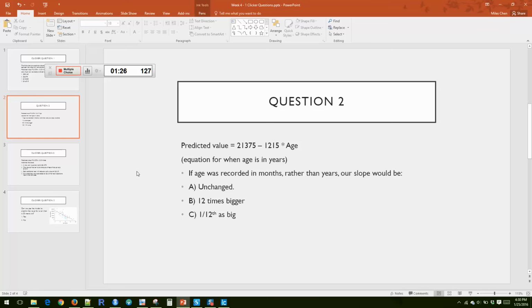Okay, we'll say 10 more seconds, just click something. You're not changing the 1200 part, right? This is the equation when the age is recorded in years. The question is, if I recorded the age in months, would that change our equation? Well, that doesn't matter, because we're not trying to predict an actual car. We're just saying what happens to the equation.